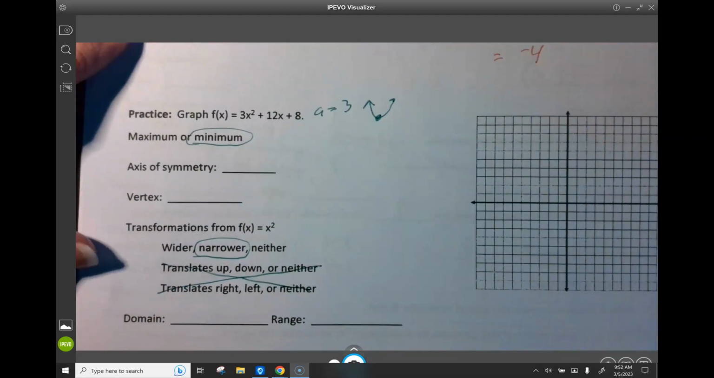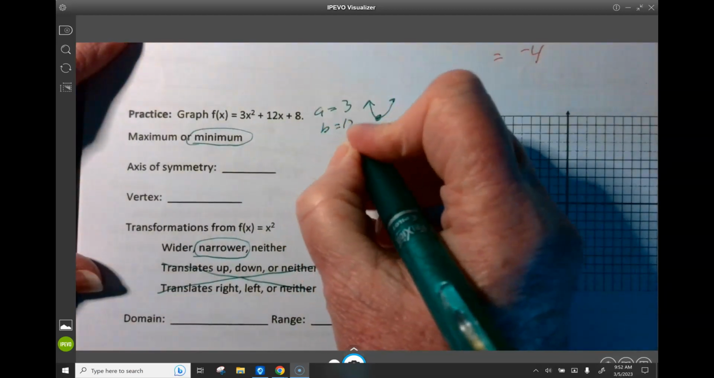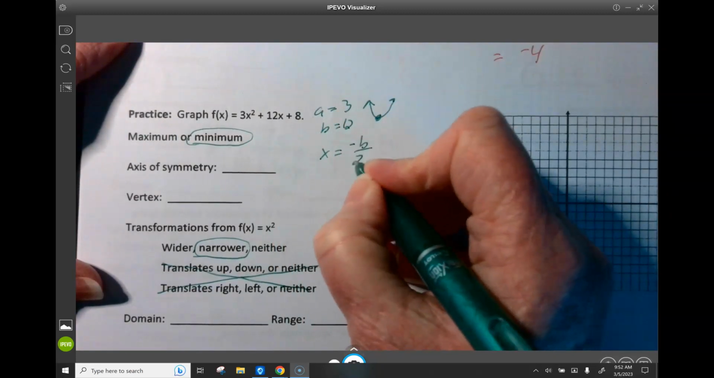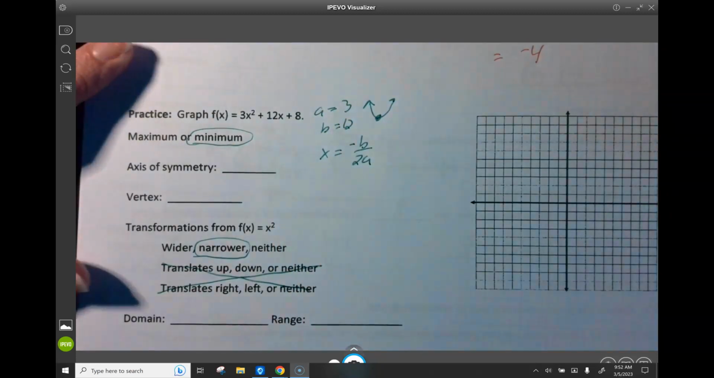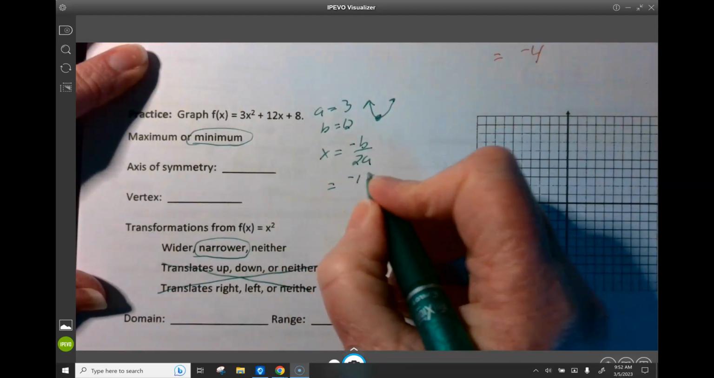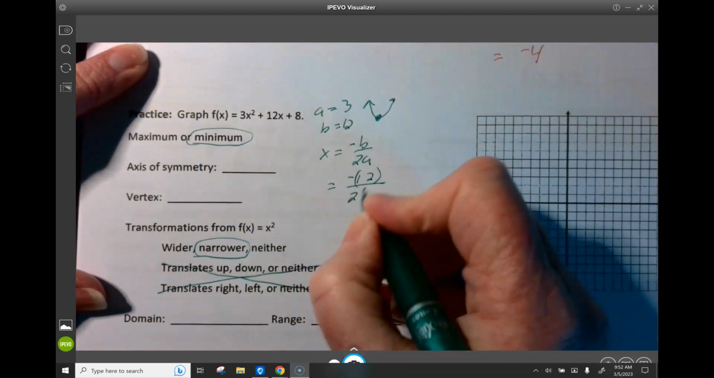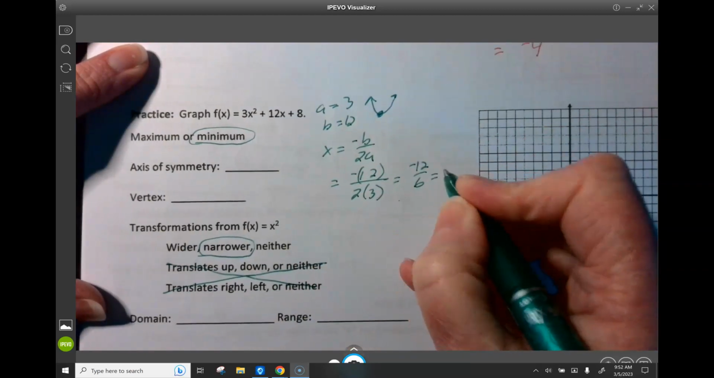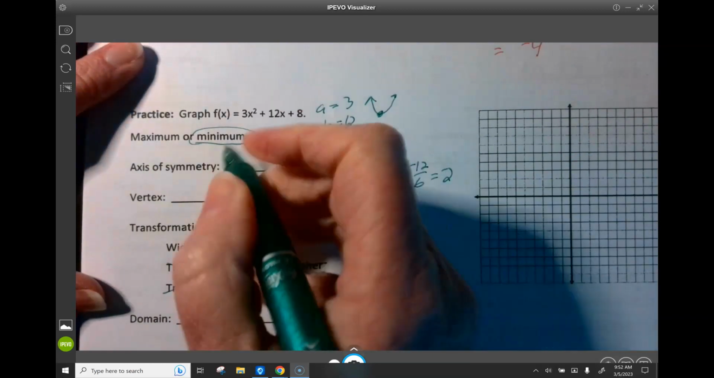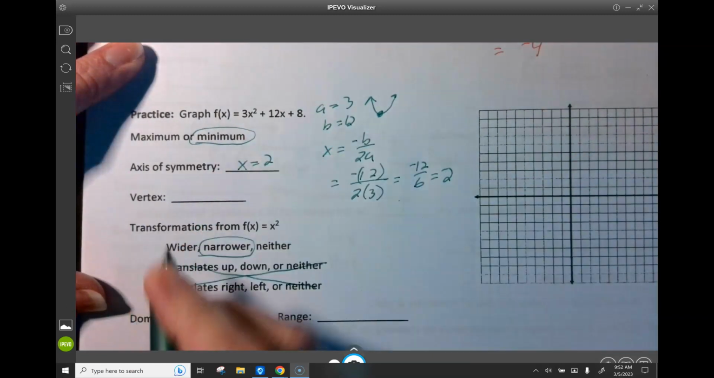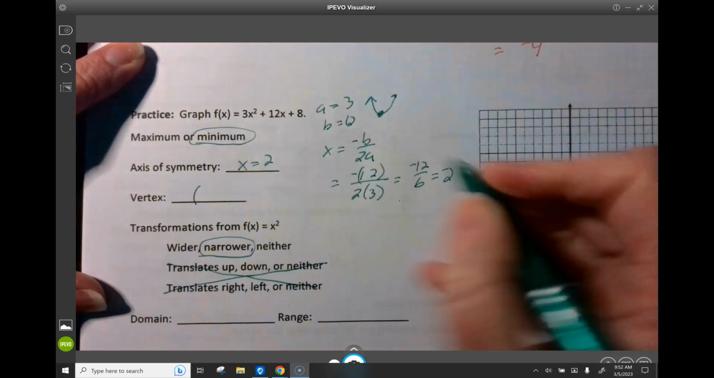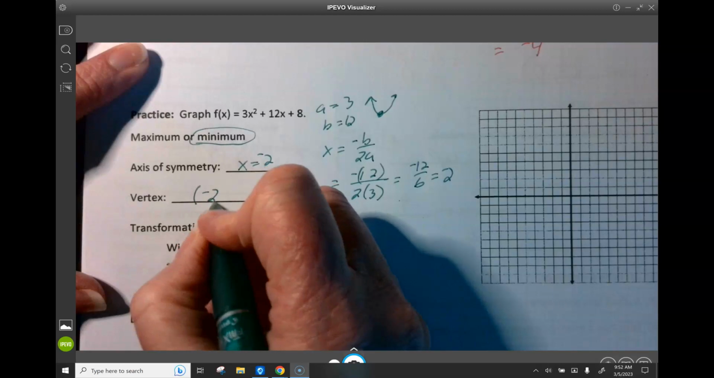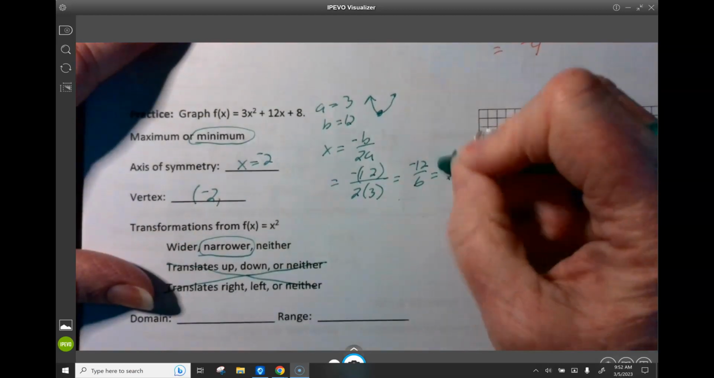Let's find that axis of symmetry. So b here is 12. We're going to use our formula x is equal to -b over 2a. I'm going to write that every time, so hopefully we remember that. So -b over 2a gives me -12 over 6, which is equal to -2. So my axis of symmetry is x equals -2. Oops, that's a -2, that's going to make a huge difference. Watch those signs.